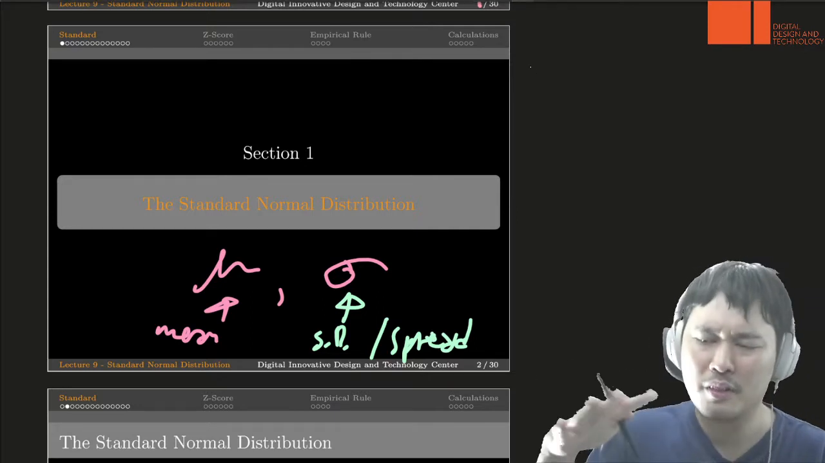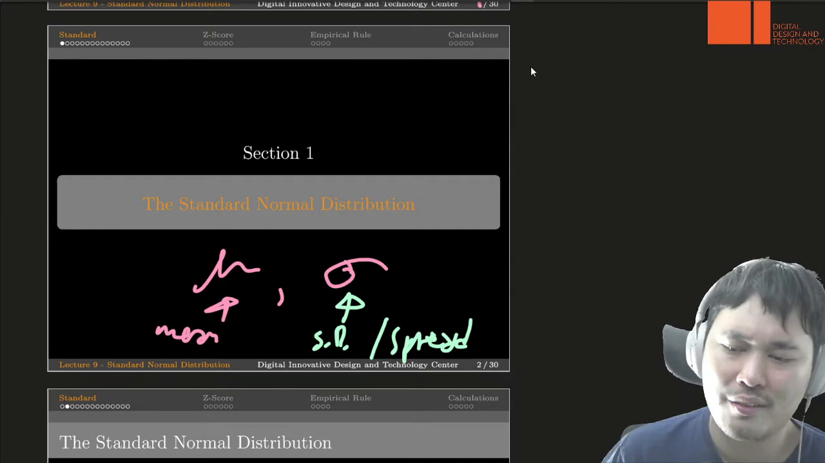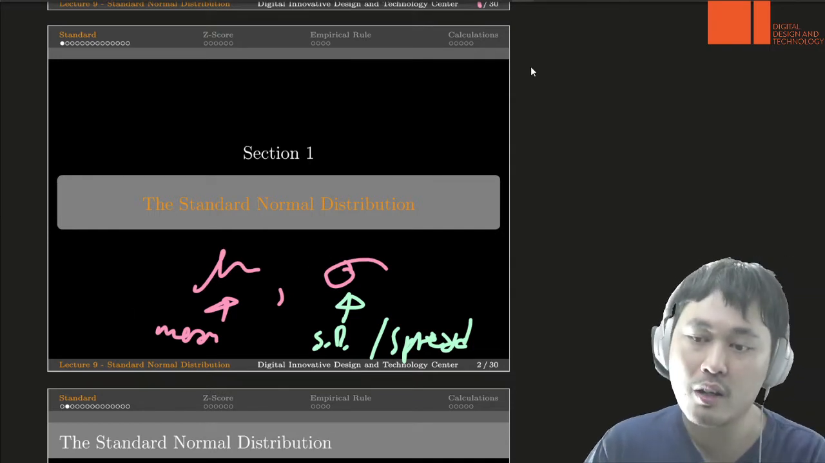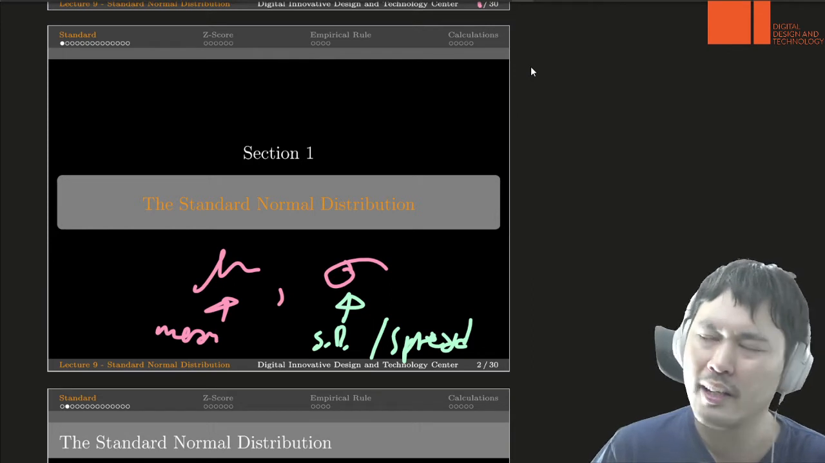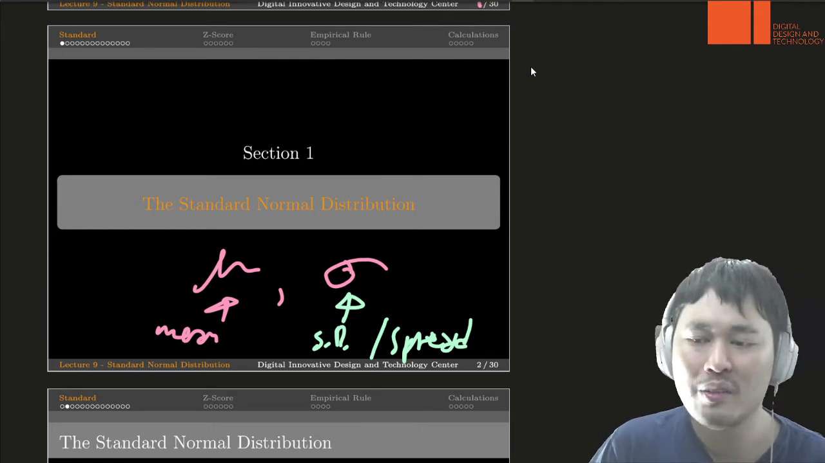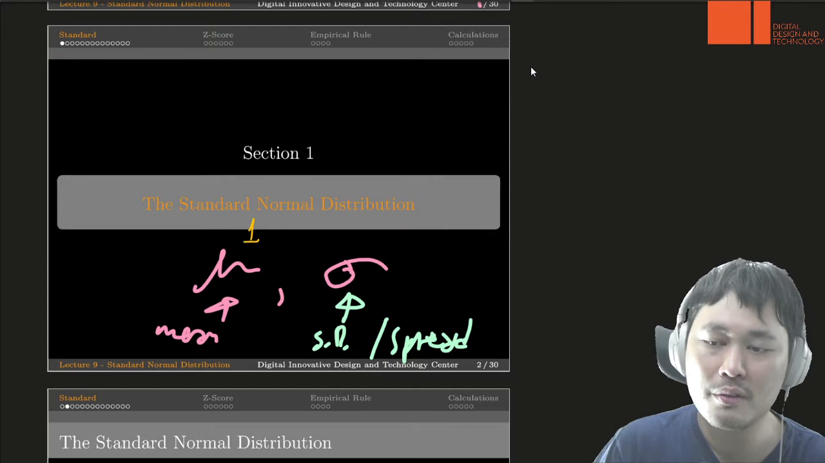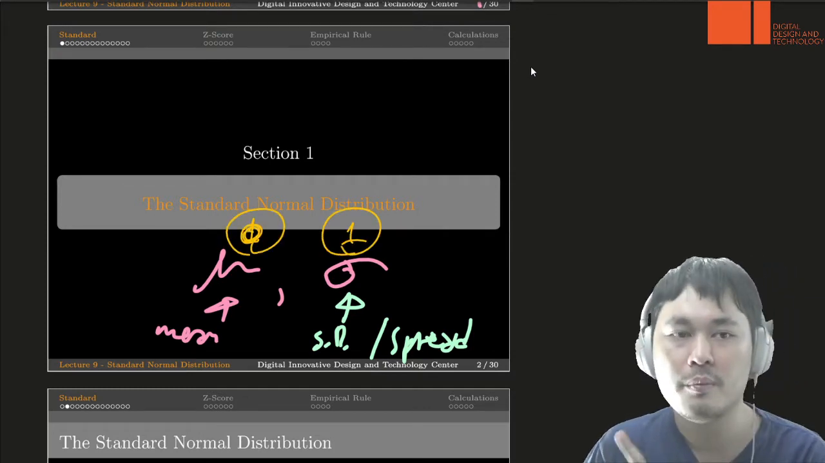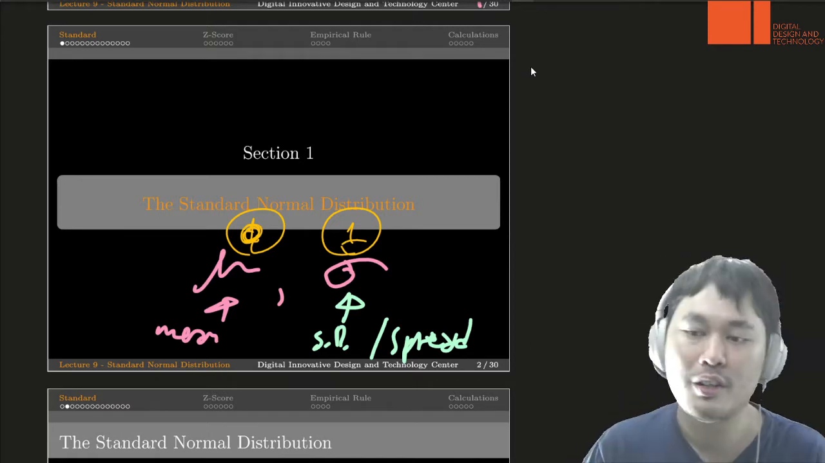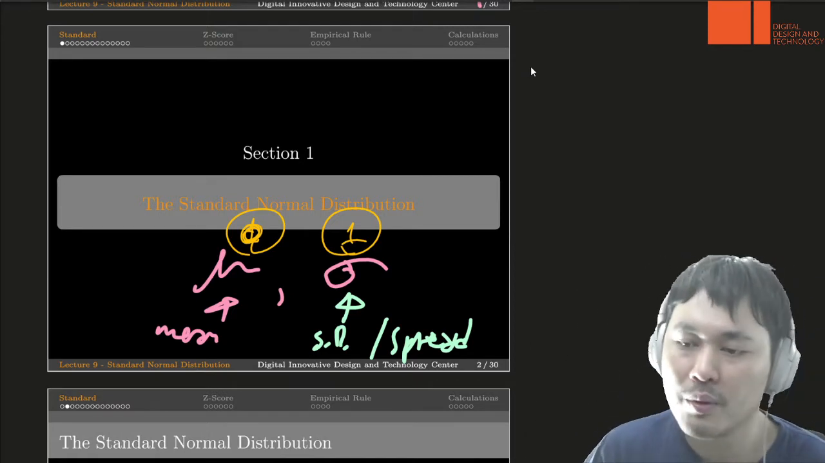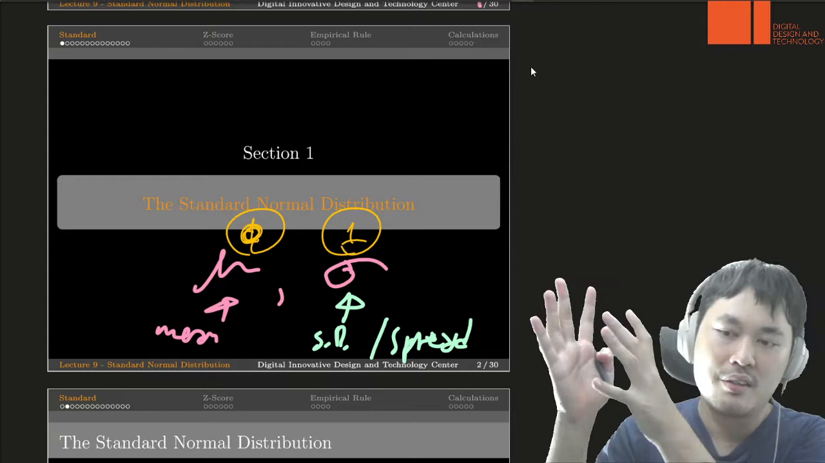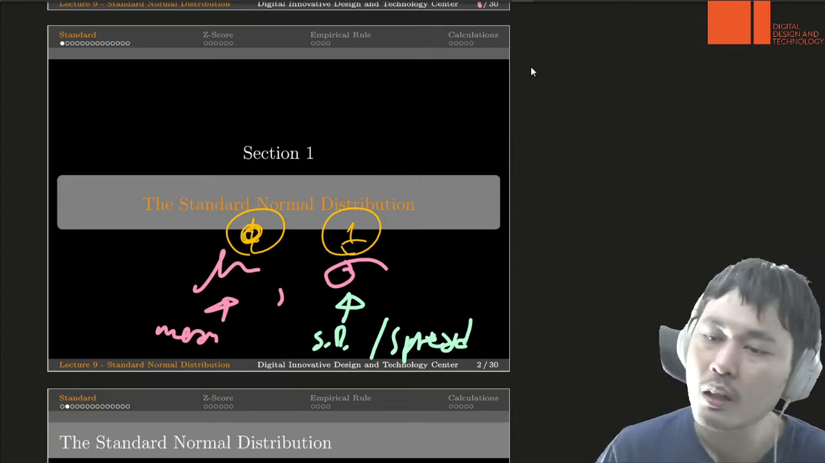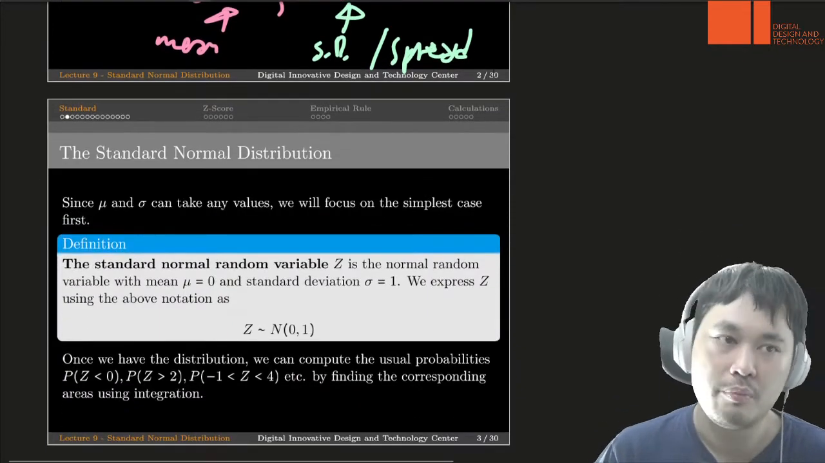But if mu and sigma can take any value, then it's going to be confusing to study. So at first we are going to focus on the case when mu is 0 and sigma is 1. Mu is 0, sigma is 1. And hopefully for other values of sigma and mu, we can deduce the case from this standard case. So here is the standard normal distribution.